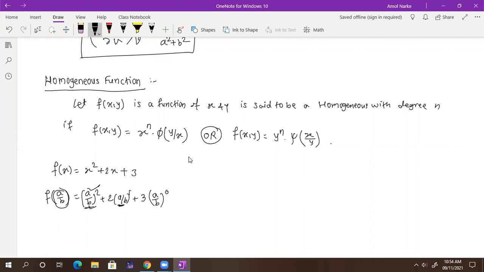So whatever function you have, if you take x to the n common out, the remaining function is in terms of y divided by x only. But if you take y to the power n as common, you should be left with a function in terms of x divided by y. If either of the conditions holds, then we can say that the function is homogeneous with that degree n, whatever power you are taking common. So let's take examples.